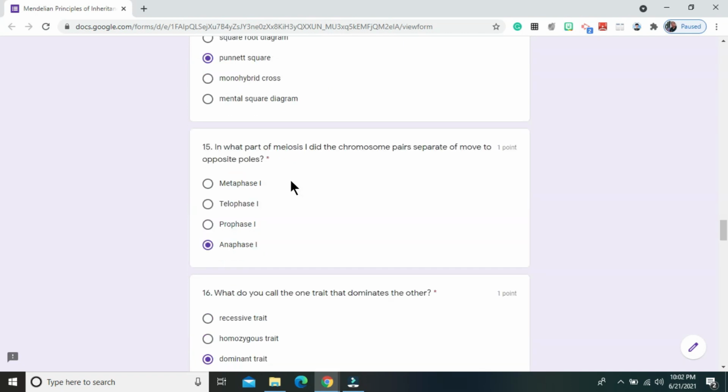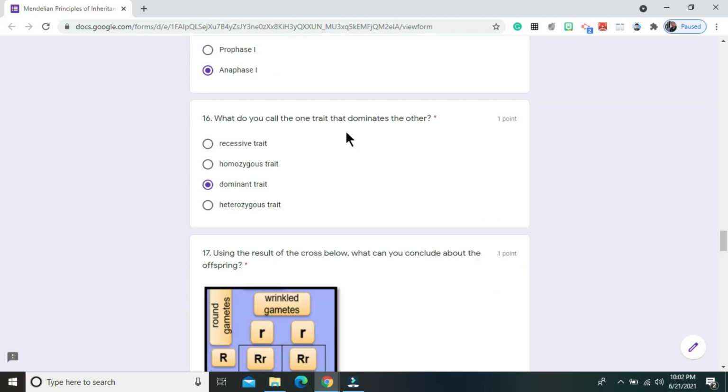Question number 15. In what part of meiosis 1 did the chromosome pairs separate and move to opposite poles? The correct answer is anaphase 1. Question number 16. What do you call the one trait that dominates the other? The correct answer is dominant trait.